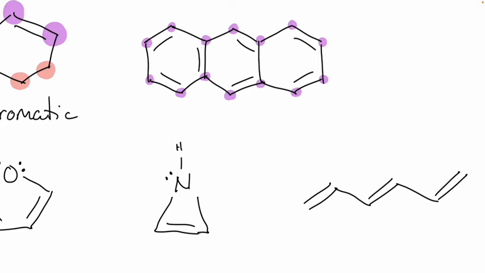So then I can go through and just count pairs of electrons. One, two, three, four, five, six, seven. That's an odd number of pairs of electrons. So this is indeed an aromatic compound.